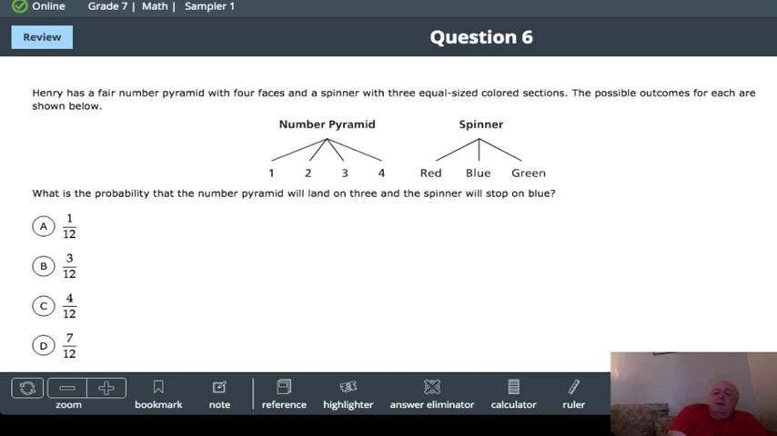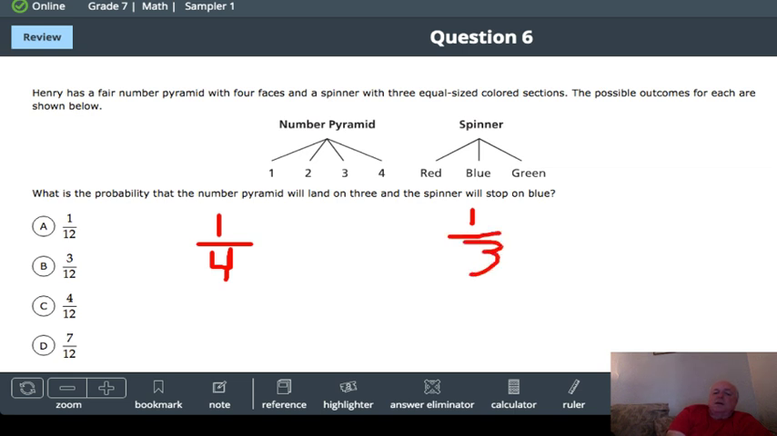So when we have a scenario like this, what are the possible outcomes for each as shown below? What is the probability that the number pyramid will land on a 3 and the spinner on a blue? So we just spoke about that. The chance it will land on a 3 is a quarter, 1 out of 4. And the chance the spinner will land on a blue is 1 out of 3.